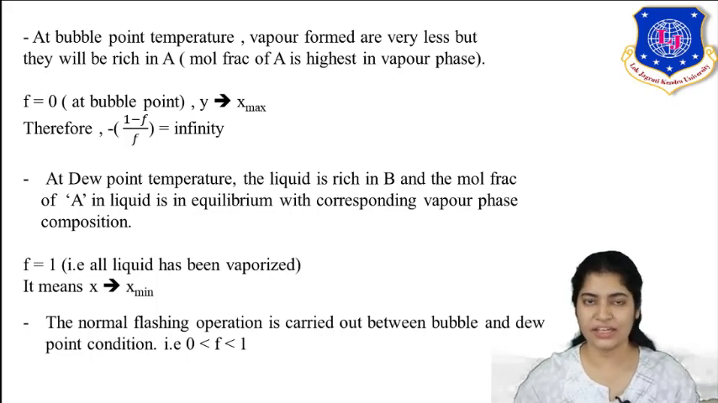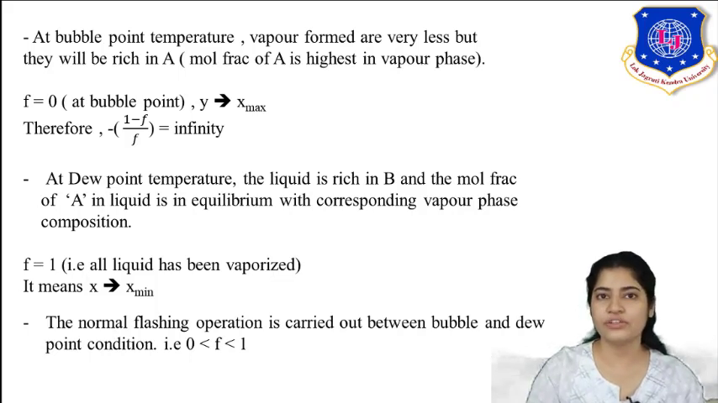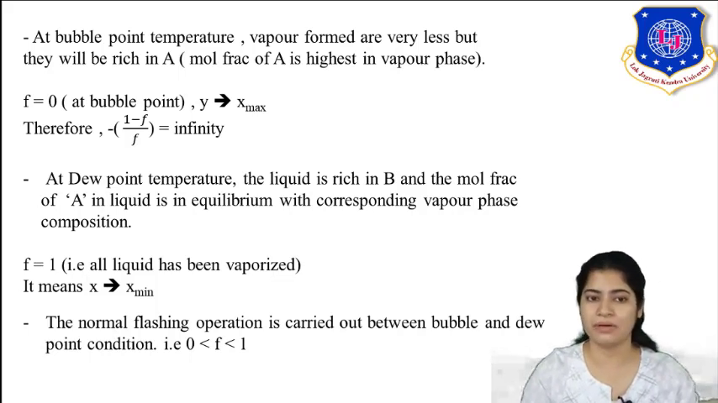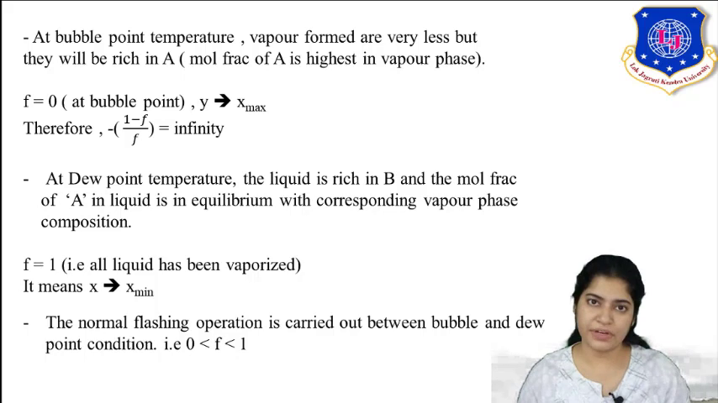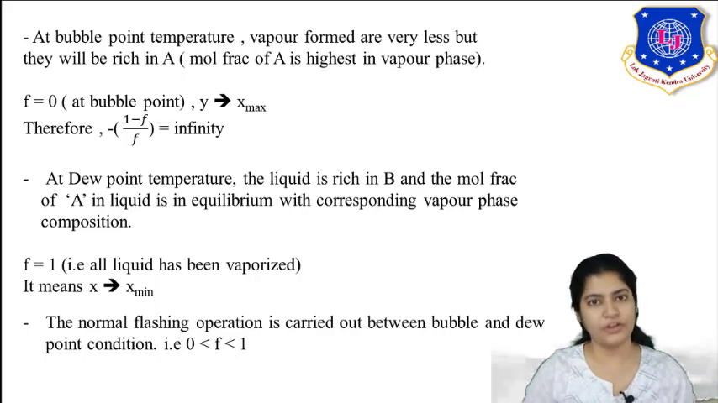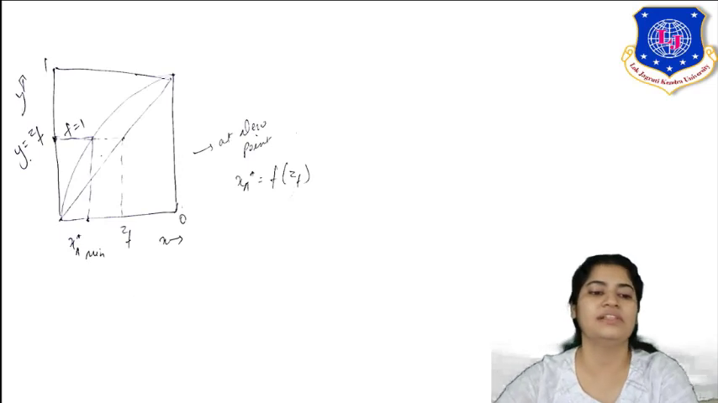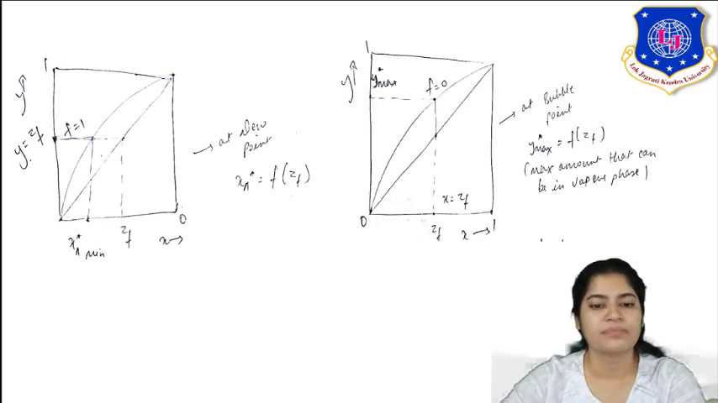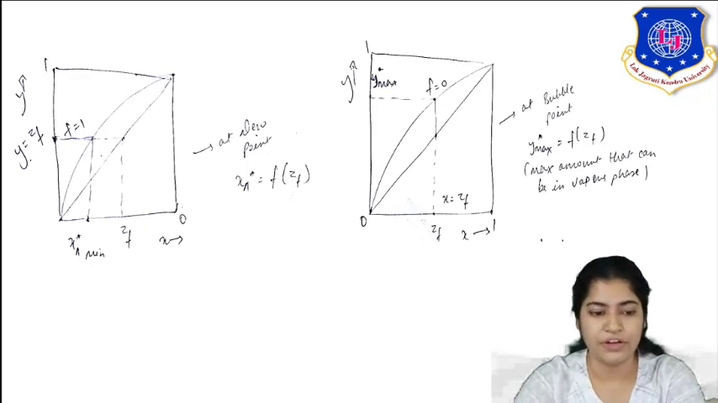Now if you are condensing it, what will condense first? The less volatile will condense first. So the mole fraction of A in the liquid would be minimum. Hence X is X minimum. Now, the normal flashing operation which we carry out is between bubble and dew point. It means the fraction of feed that is vaporized rises between 0 and 1. So you can see this is your dew point condition, and this is your bubble point condition. At dew point you have F equal to 1, and at bubble point you have F equal to 0.